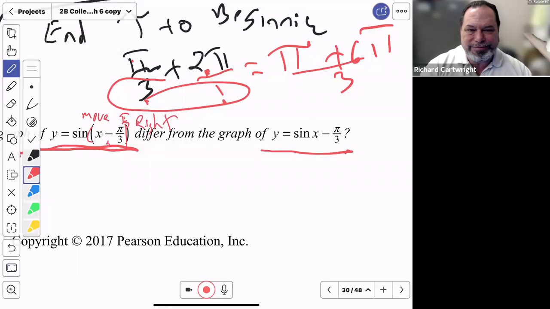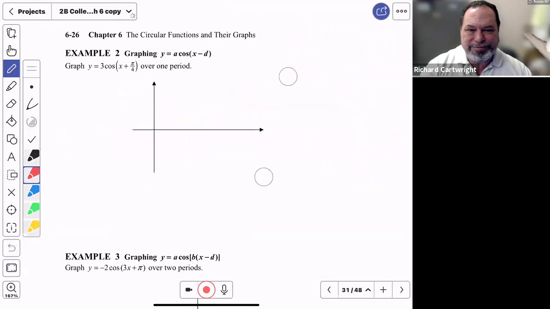This one, the function ends here, and there's nothing being added to the x. This is on the outside of the function. This means this function is moving down pi over 3, because you're taking the sine curve and taking a value away, which means you're shifting it down. That's what happens. You'll see that coming up here. Let's do another problem.